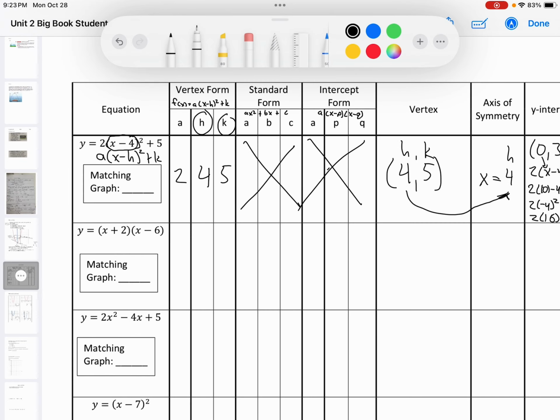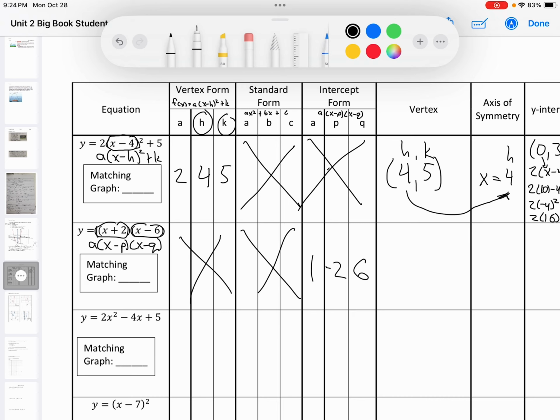I have y equals x plus 2 times x minus 6. This to me looks like it would be in intercept form. I don't really have anything for a. A would just be 1 in this case. So we are in intercept form. A is going to be 1. But I do have something that looks kind of like x minus p and x minus q. Now we have these 2 pairs of parentheses. Remember, whatever's on the inside of the parentheses is the opposite. So if we have x plus 2, p here would be negative 2, and we have x minus 6, so q is going to be a positive 6.